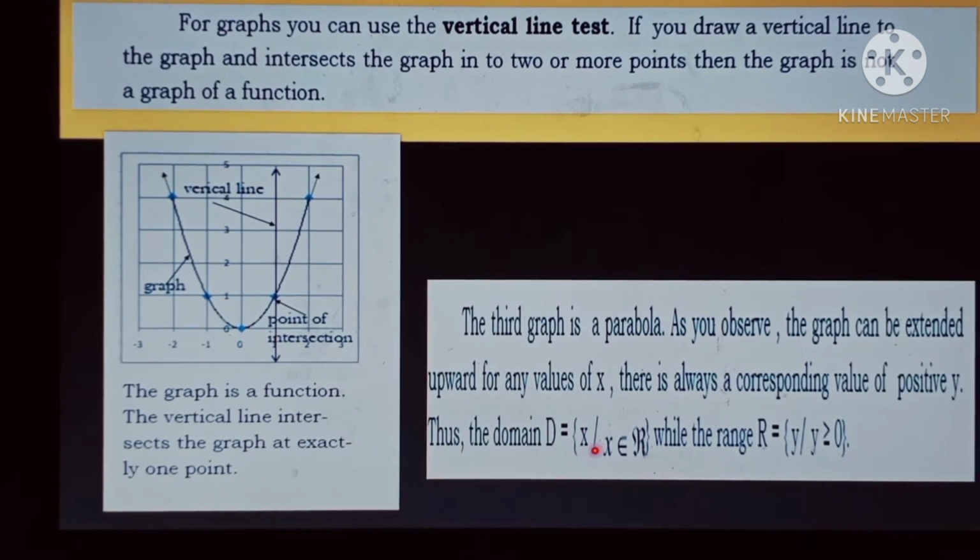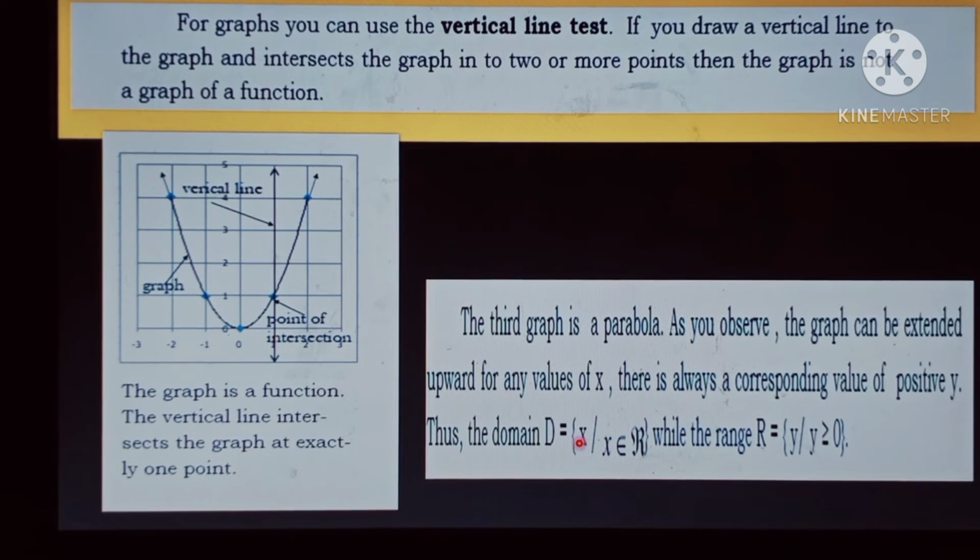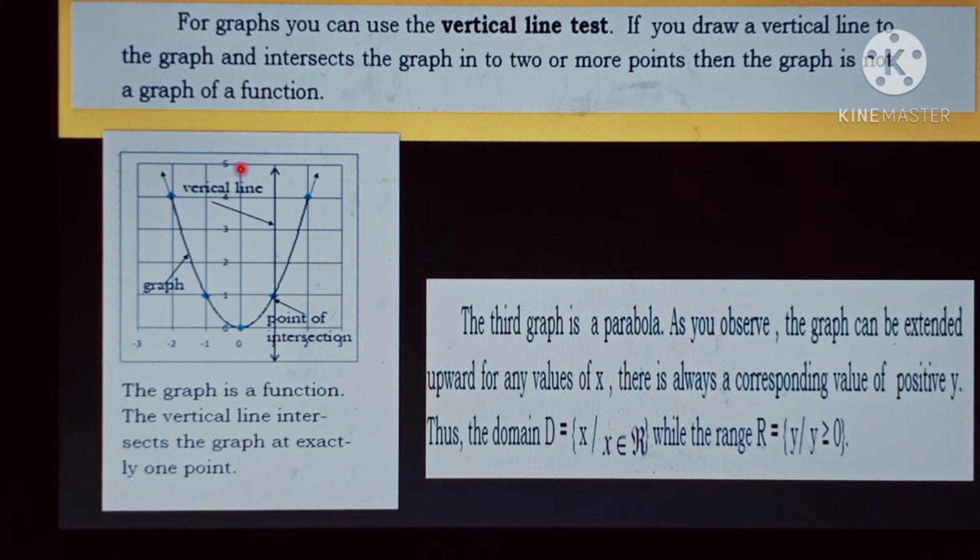Thus, the domain D is the set of all x such that x is an element of the real numbers, while the range is the set of all y such that y is greater than or equal to 0. So, bakit greater than or equal to 0? Kasi, nandito siya, solid ang line, then going up. So, y is greater than or equal. So, that is in this direction, so positive.